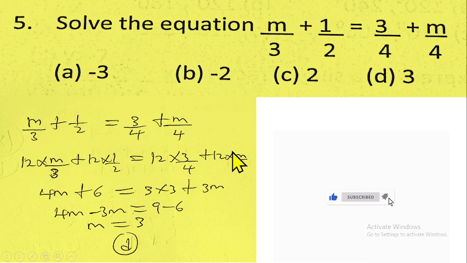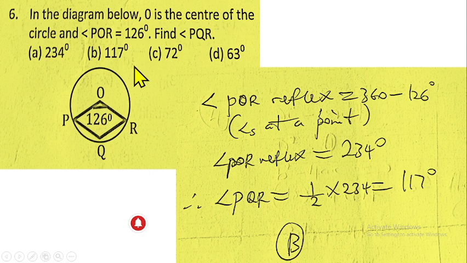Question number 6 is on circle geometry. In the diagram below, O is the center of the circle. Angle POR is 126 degrees. Find angle PQR. Angle PQR, which is the angle here. You have to find this angle here. Although the diagram is not well drawn, nevertheless, you can still work with this.